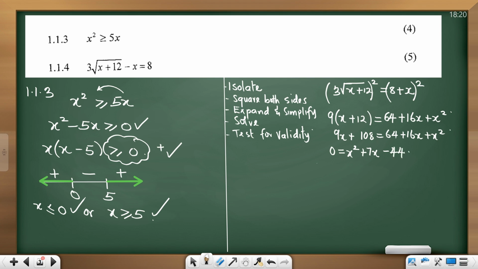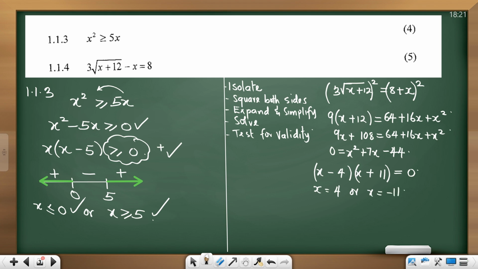Okay. Now, can I factorize? Do we have factors? 44, do we have factors? 44 is what? 2 and 22, 4 and 11. Yeah, 4 and 11 would work. Before you go to the quadratic formula, check. 4 and 11. I want positive 7, so it should be 11 there. It works. So x equals 4 or x equals negative 11.